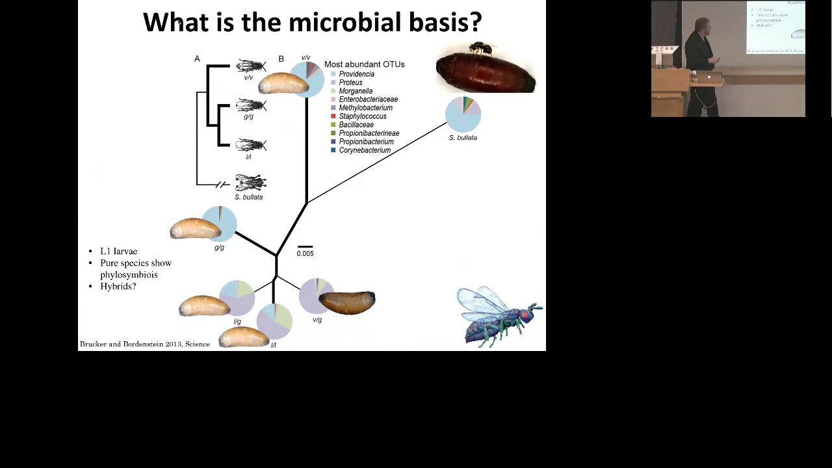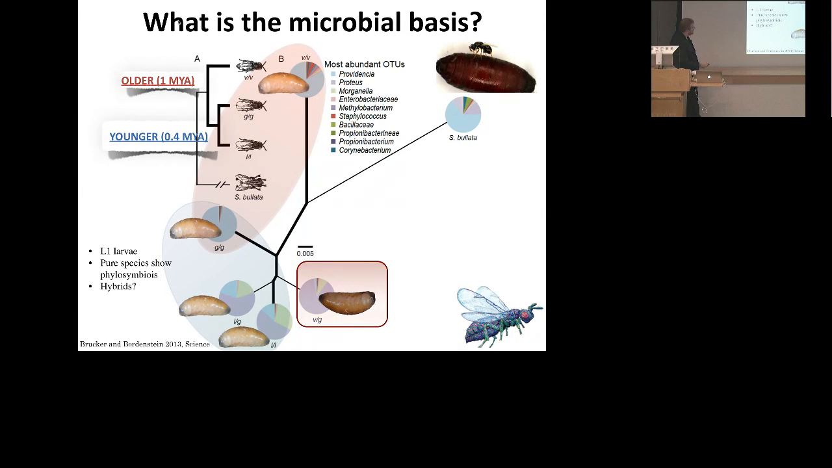We've repeated this experiment more than once, and we continue to see the same patterns. Essentially, what we have here are young larvae from the younger species pair, Giraulti and Longicornis, producing hybrids that live, and their hybrid microbiomes look a lot like the parentals. But if you compare the older species pair, you find that the hybrid microbiome looks distinctly different from the parents of the older species pair, and these die.